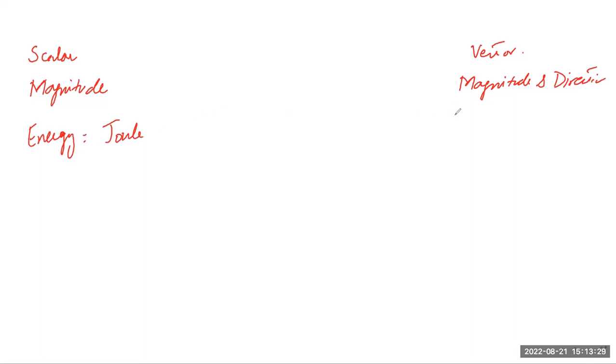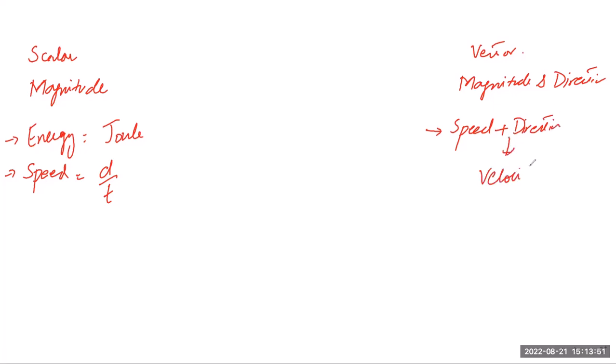Let's take another example, speed. Speed is distance over time, and it has no direction. If we give speed any direction, then it is called velocity. Velocity is displacement over time. Displacement is a vector quantity; you always cover displacement in some direction. So velocity is a vector quantity.